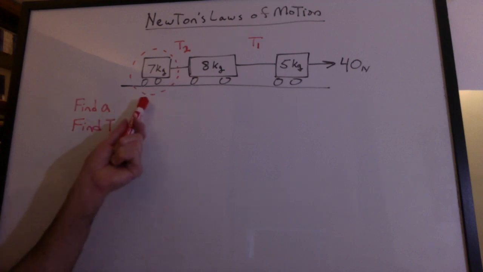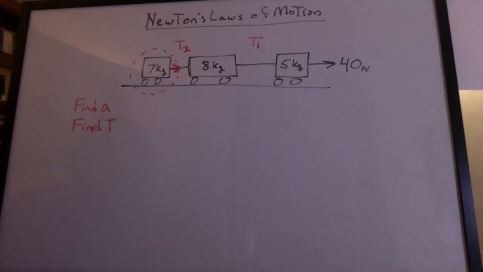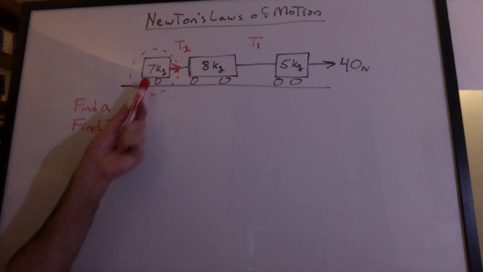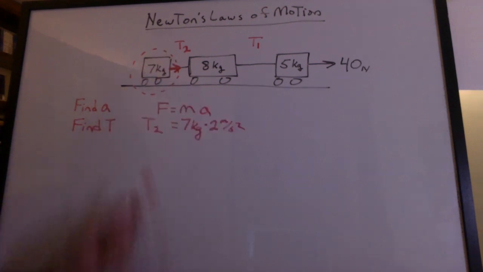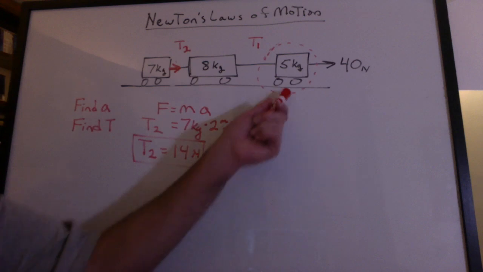Let's isolate the last cart. The only thing accelerating it forward would be T2. T2 equals the mass times the acceleration of that cart. That tension is 14 newtons. Let's isolate the first cart.